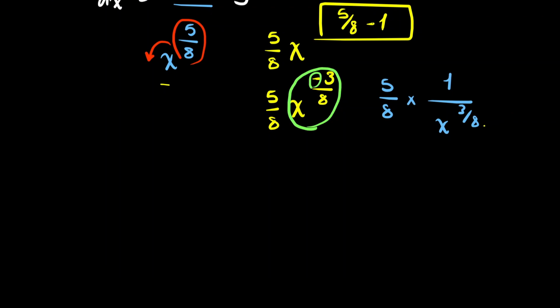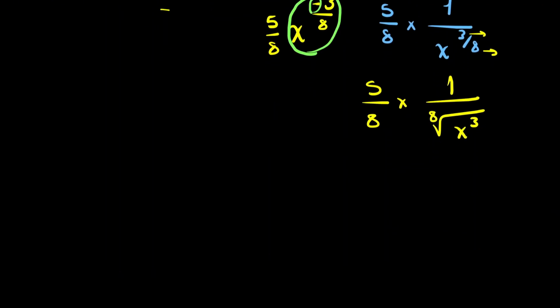This is the index and this is the exponent. So it's going to be 5 divided by 8 multiplied by 1, x to the power of 3. So the final answer is going to be, multiply this, multiply that, 5 divided by 8 x to the power of 3. This is the final answer.